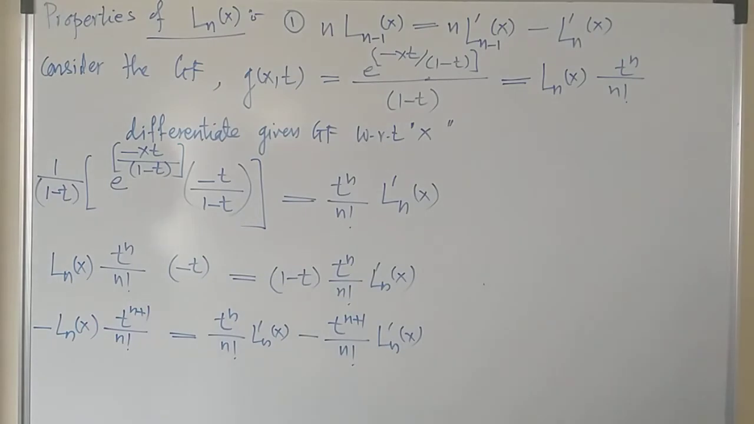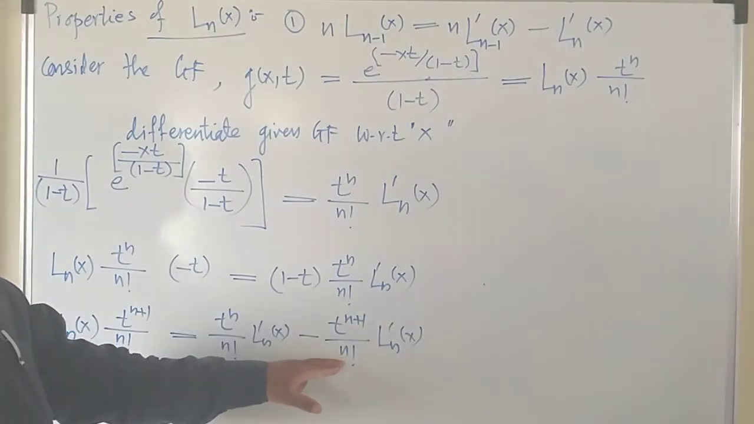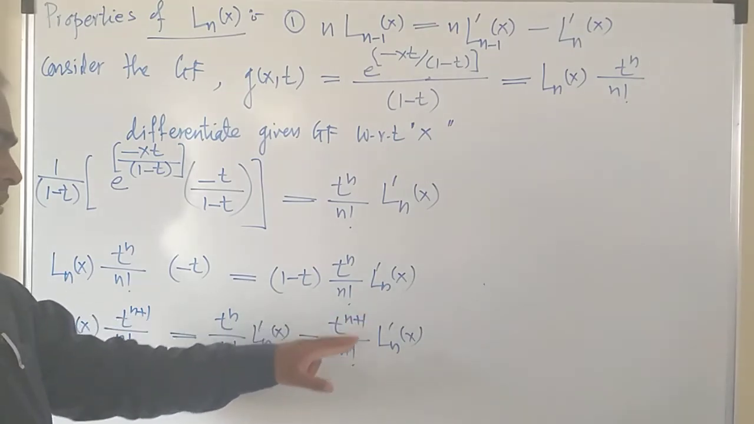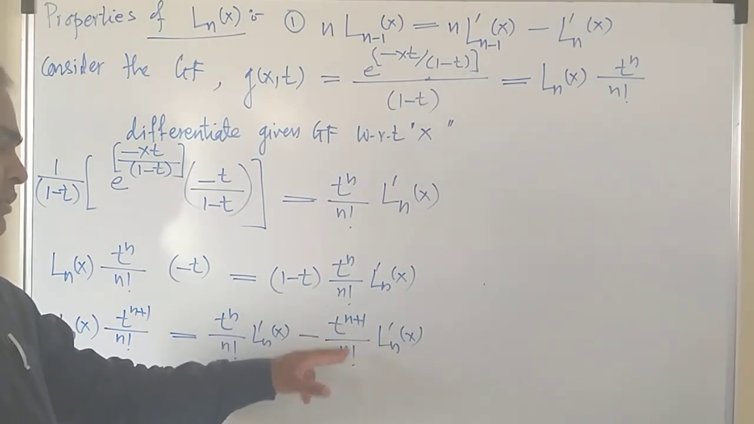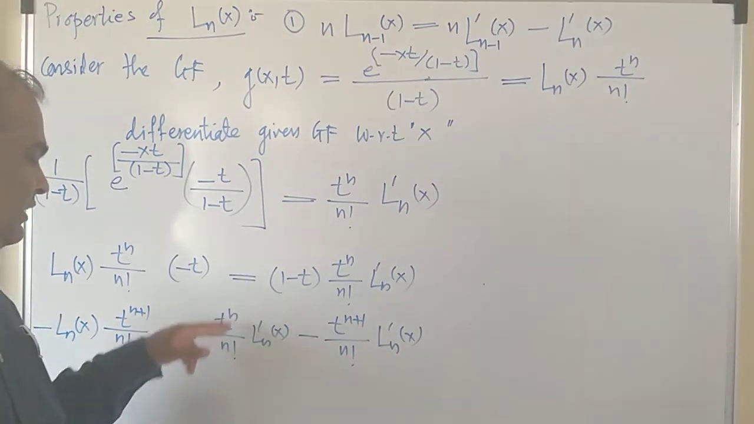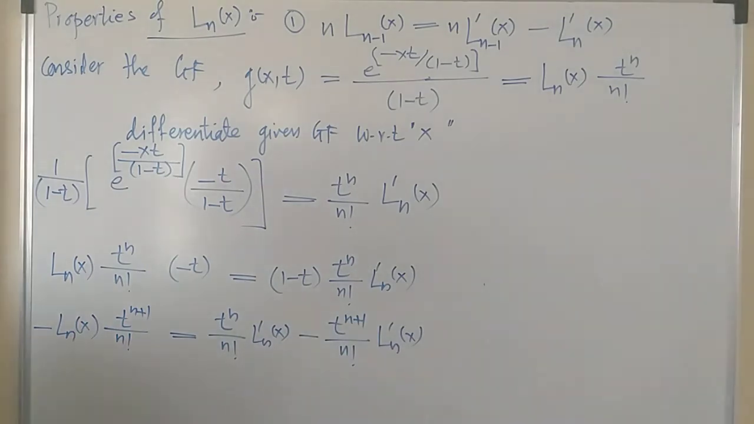What we need here is, since we have t raised to power n plus 1, the denominator must have n plus 1 factorial. The power and factorial must be the same. So let's make the power and factorial the same so that we get easier things. To make this n plus 1 factorial, multiply by n plus 1 and divide by n plus 1.